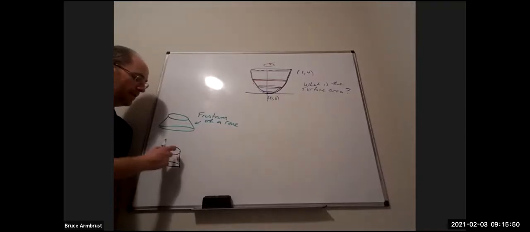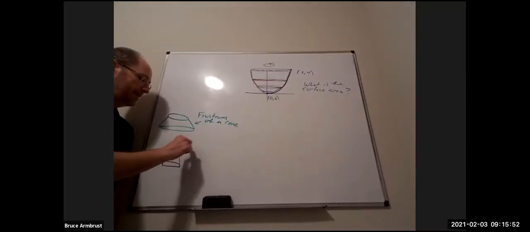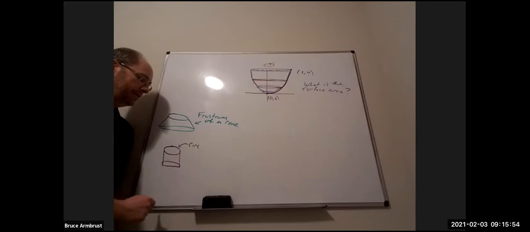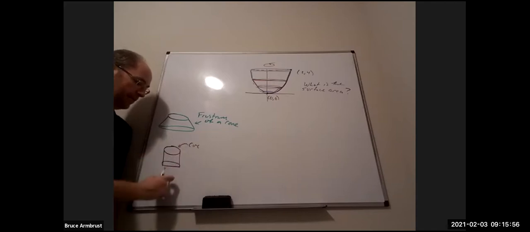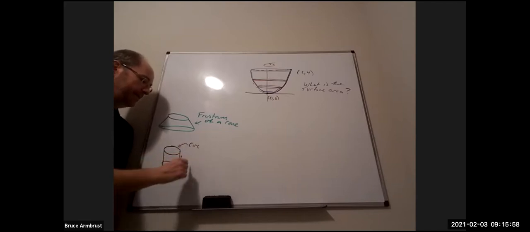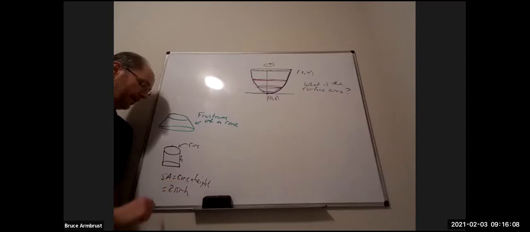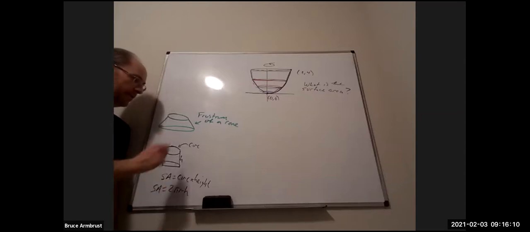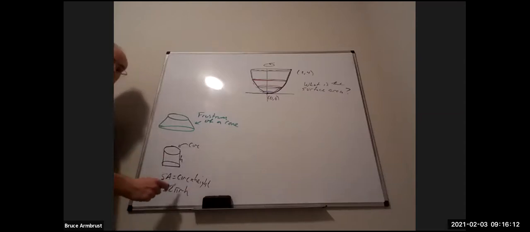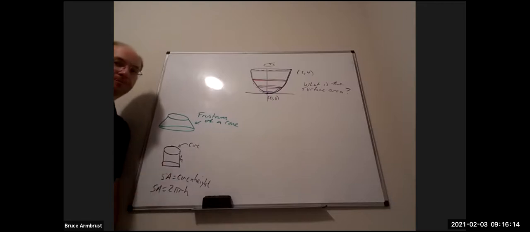So if we want to know the surface area, what we do is we actually take the circumference and we multiply by the height. Okay, so its surface area is its circumference times the height. And the circumference of that circle is 2 pi r. So the surface area of a cylinder is 2 pi r h.